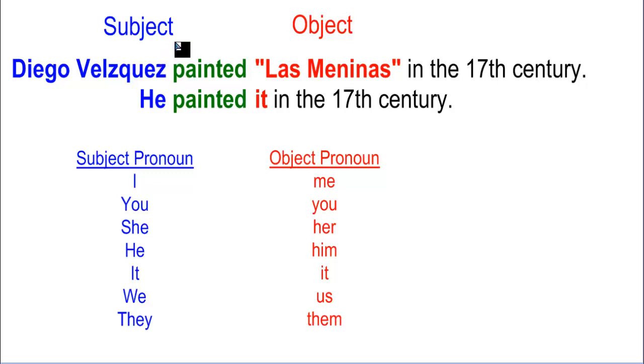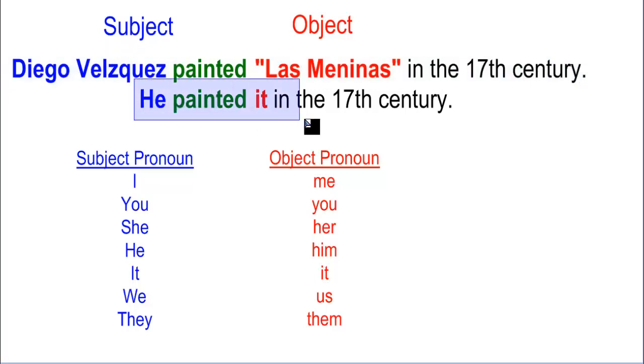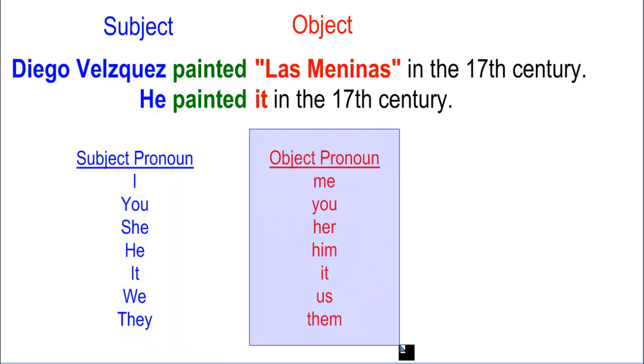Obviously, if I want, I can also use pronouns. Just remember that. If I want, I could say Diego Velázquez, or if I want, I could say he. And in a similar way, for Las Meninas, I could say Las Meninas, or I could say it, the painting. So in the two cases, the two sentences are the same. I could say Diego Velázquez painted Las Meninas in the 17th century, or I could say he painted it in the 17th century. Remember, we have two types of pronouns. You have subject pronouns and you have also object pronouns.